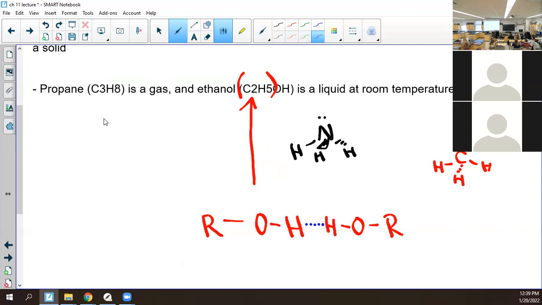So the best answer possible, you should say propane only has London dispersion forces. It is a medium-sized molecule. It's not tiny, it's actually not big either, but it has only fairly weak London dispersion forces. Then you would say ethanol has London dispersion forces and dipole-dipole interactions and hydrogen bonding. And that would increase its melting and boiling point significantly if you now have those three things.